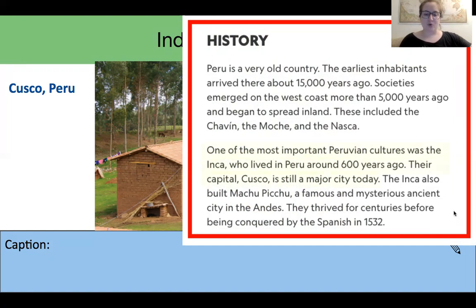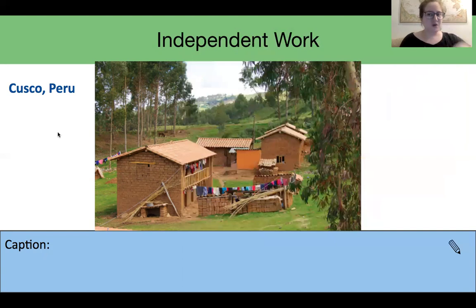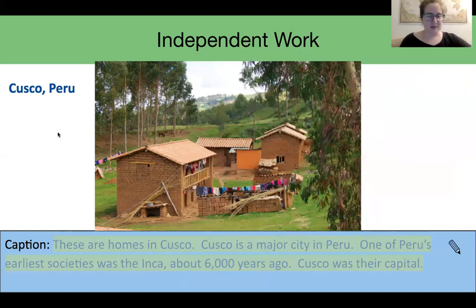There was one important fact that I read that connects back to this image that I think I might want to use in the caption. It was that one of the most important Peruvian cultures, the Inca, had Cusco as their capital, and it's still a major city today. That's where this picture is taking place. So I think I'm going to include that information in my caption.